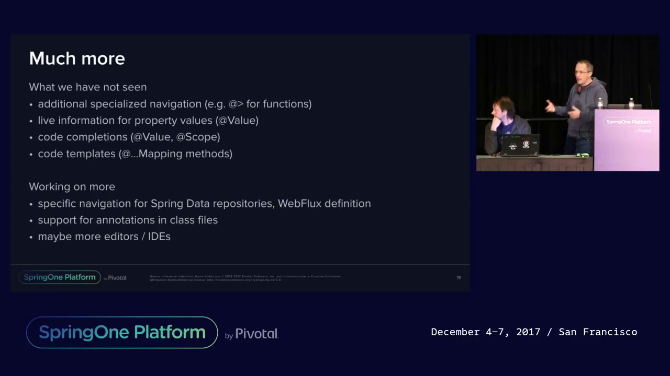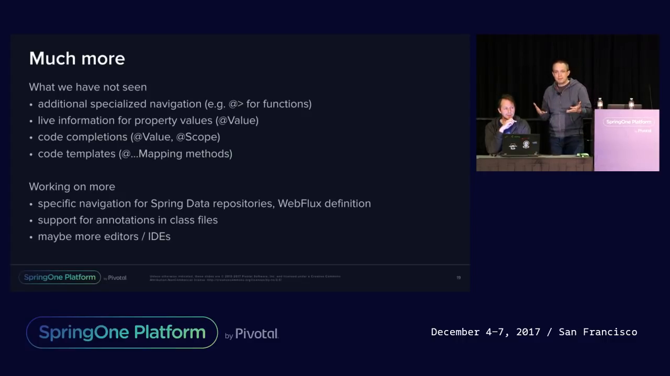Live information for add value annotations. So if you have this add value thing, and you put the value in there the old-fashioned way, you can hover over that, and you can see the value that's actually coming from the live app for this annotation. Some code completions, we haven't shown them. Some other code templates. And we are, of course, working on more.